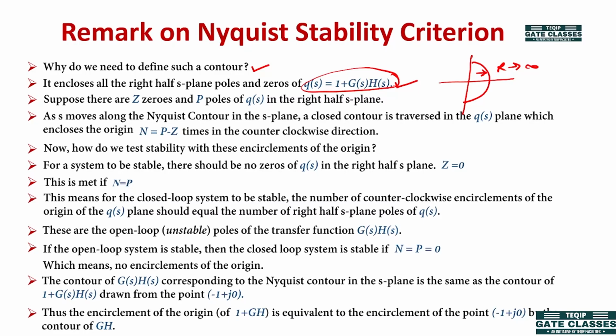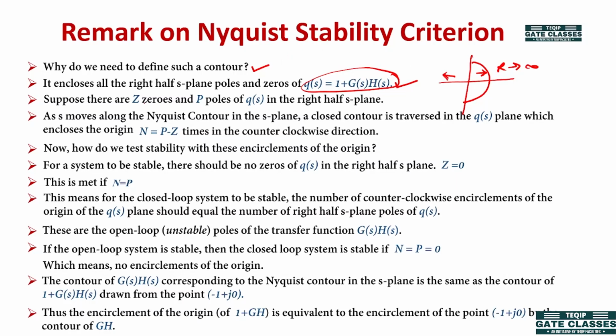that is, Q(s) = 1 + G(s)H(s). Okay, and we are not interested in the left half of the S plane, because if a pole or zero is lying in the left half of the S plane, the system is stable. So we need not worry about this. We are worried about even a single pole lying in the right half of the S plane, because then the system becomes unstable. So we are interested in the right half only.